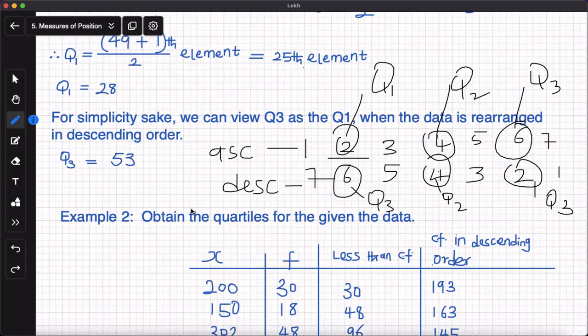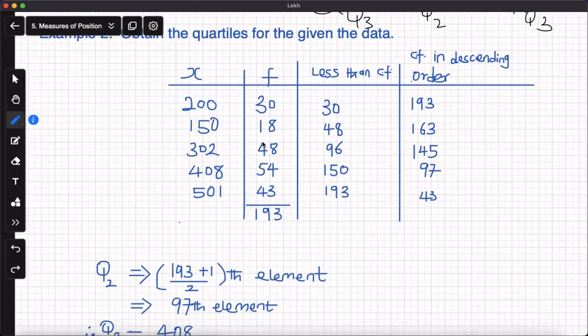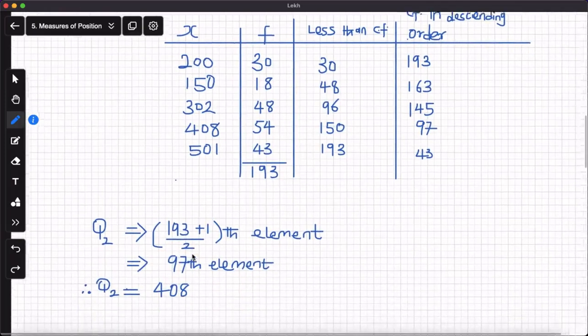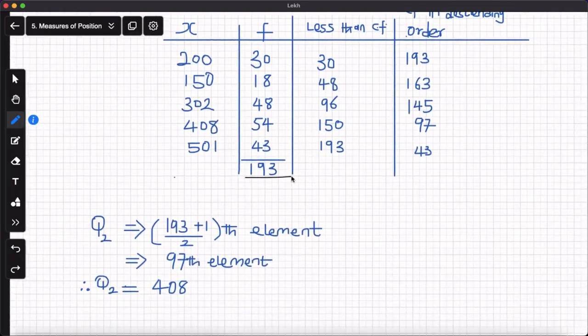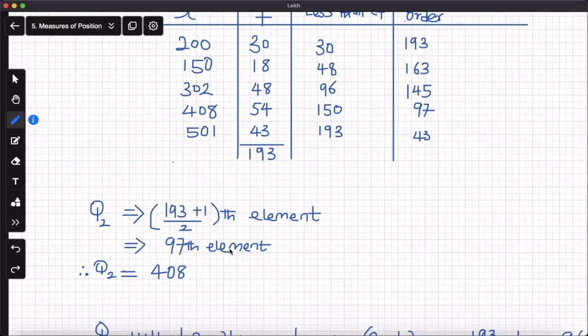Now going further, let's take another example. Obtain the quartiles for the given data. Having this, we can do the same thing because the number of observations here is actually odd. We just say 193 plus 1 divided by 2, and that's going to give us the 97th element.